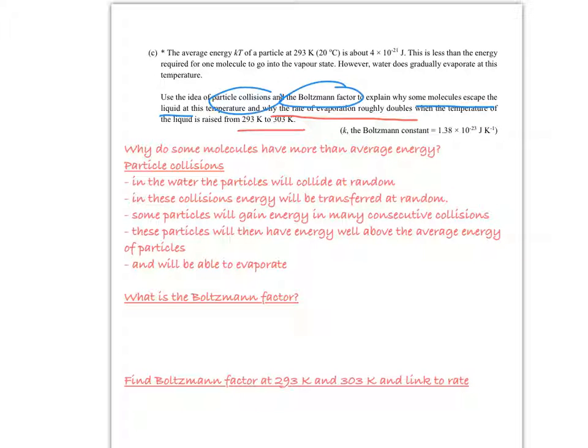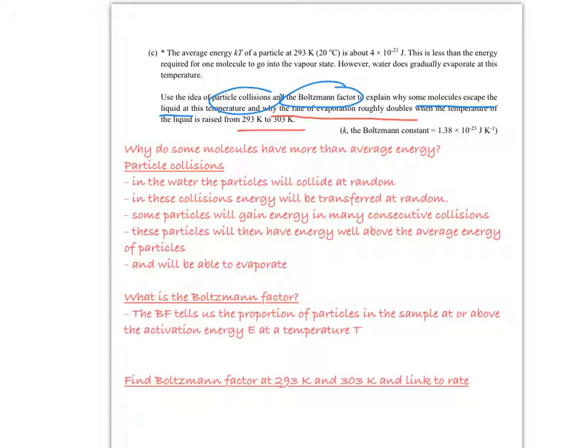In terms of the Boltzmann factor, well, the Boltzmann factor simply tells us the proportion of particles in a sample at or above the activation energy when we've got temperature T. Or you could state it, rather than the proportion, as the probability of a single particle in a sample having energy at or above the activation energy. So you get a mark for giving me a statement describing what's meant by the Boltzmann factor, and you also get credit for telling us the equation. So the Boltzmann factor is found by the equation F equals e to the power minus E over kT.